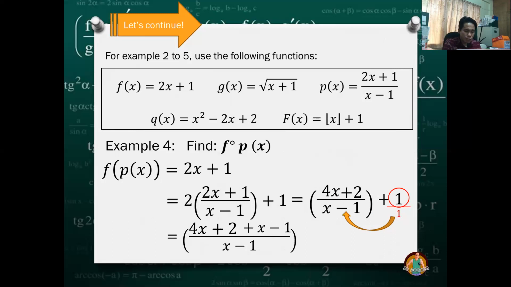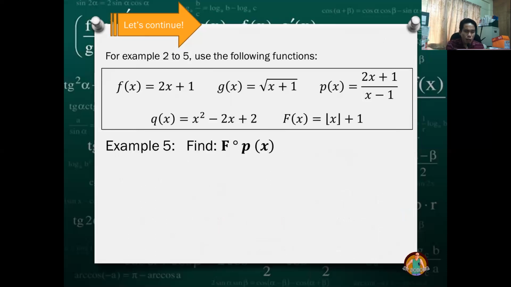And of course, since addition tayo, we will now proceed to combination of like terms. Ano yung mga like terms dyan? Of course, we have 4x and x will give us 5x. Positive 2 and negative 1 will give us positive 1. And that will be your final answer. Yes! Okay.